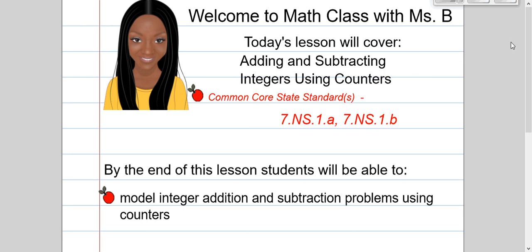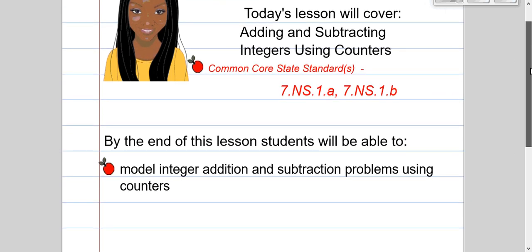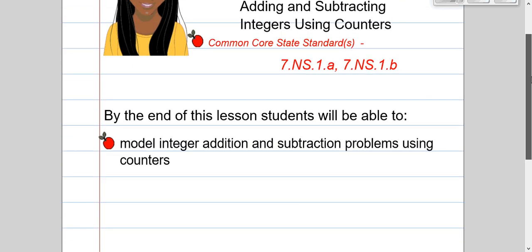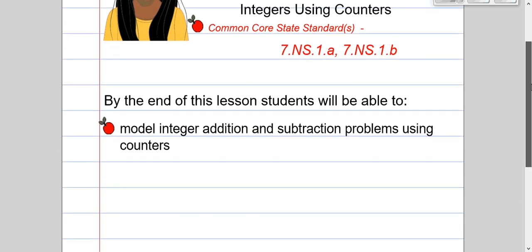Today's lesson, we're going to go over adding and subtracting integers using counters. Here are your state standards that will be covered, and by the end of this lesson, you will be able to model integer addition and subtraction problems using counters.